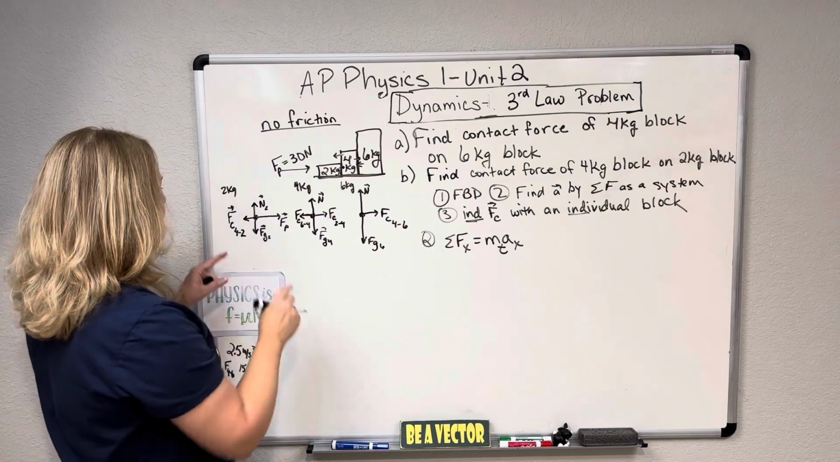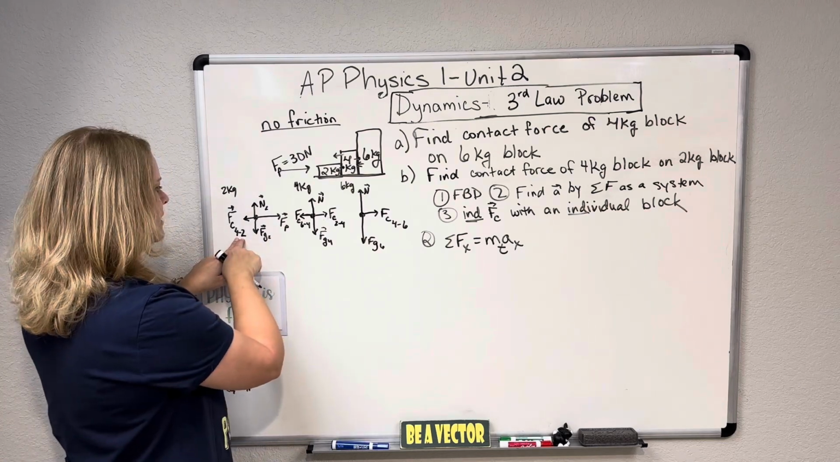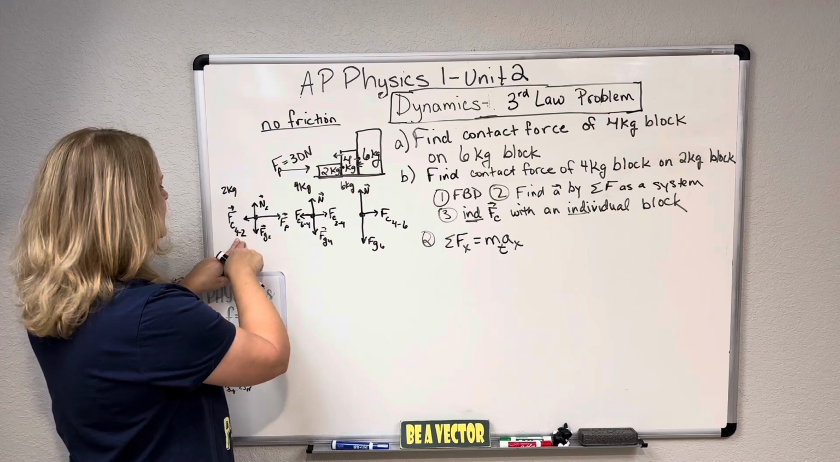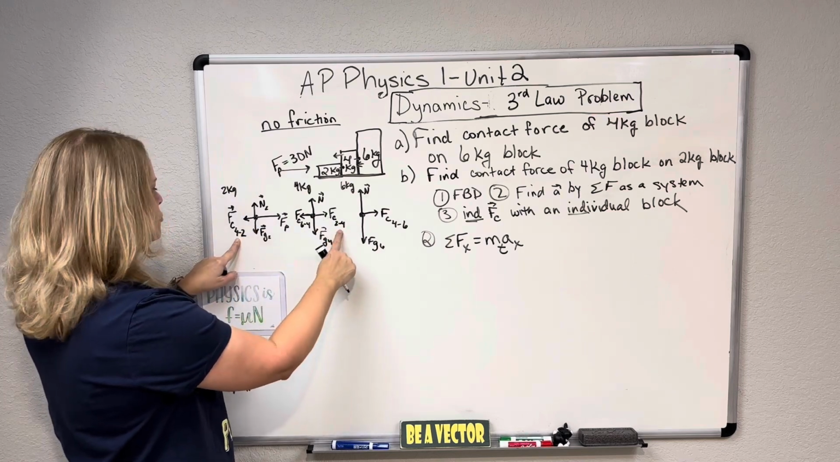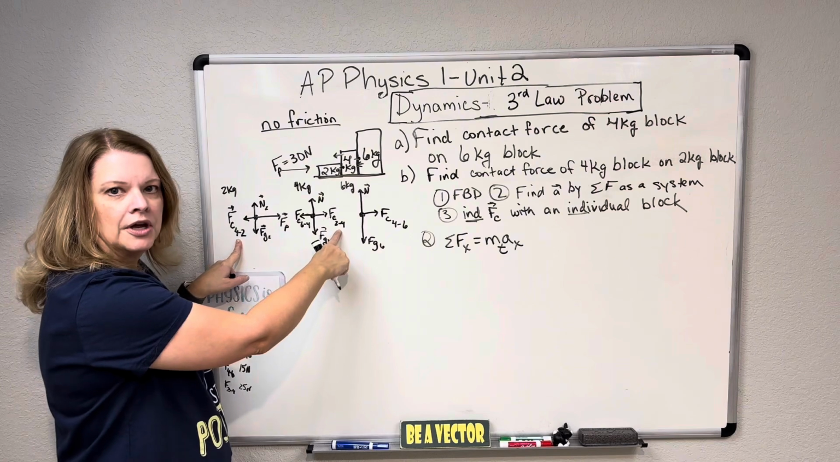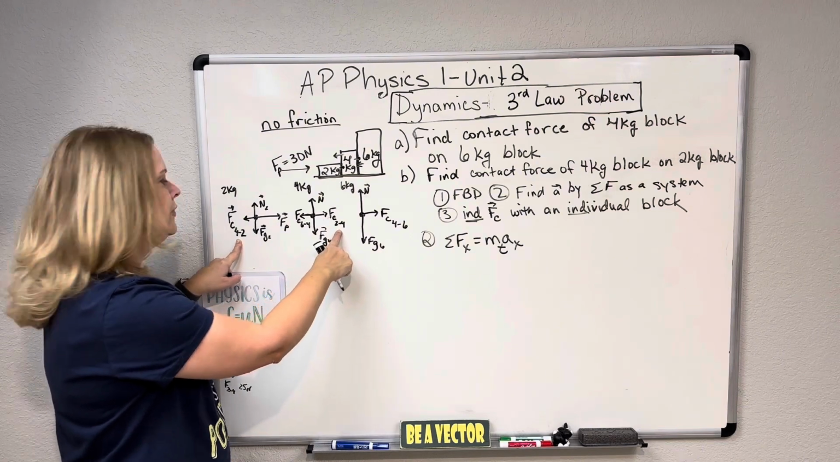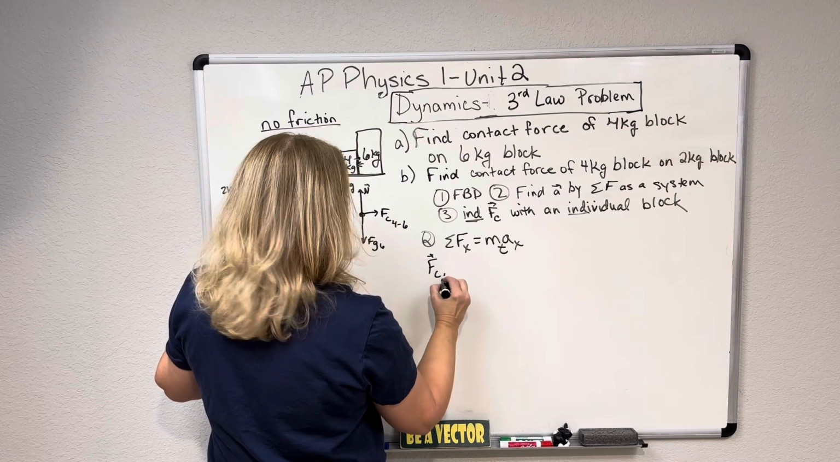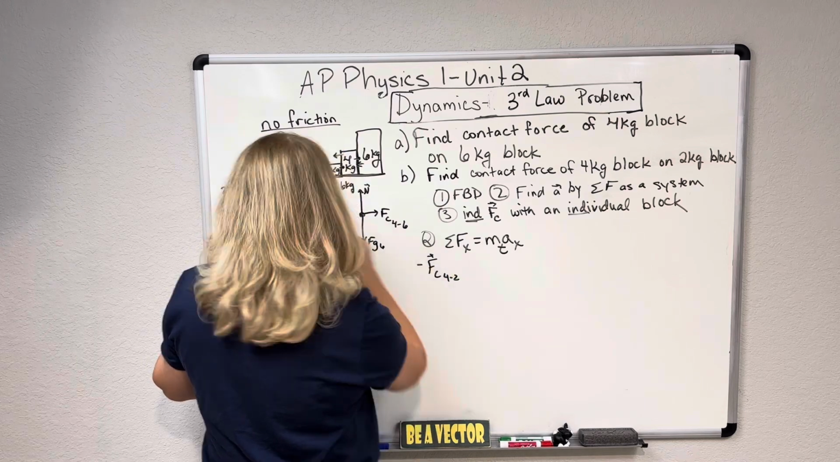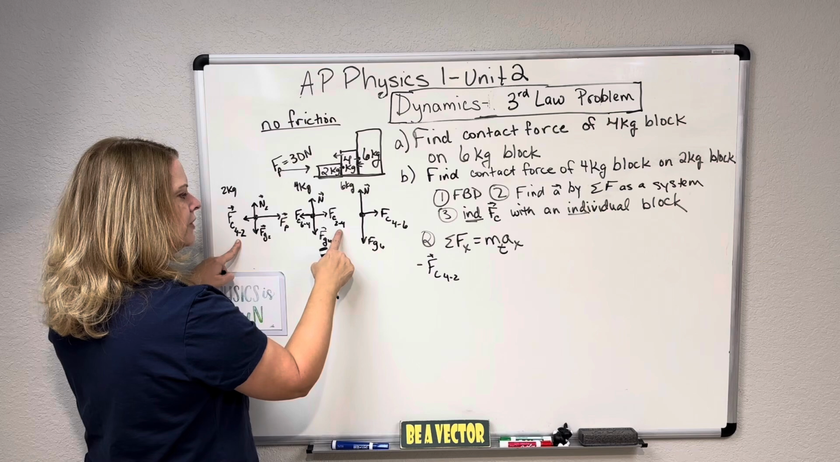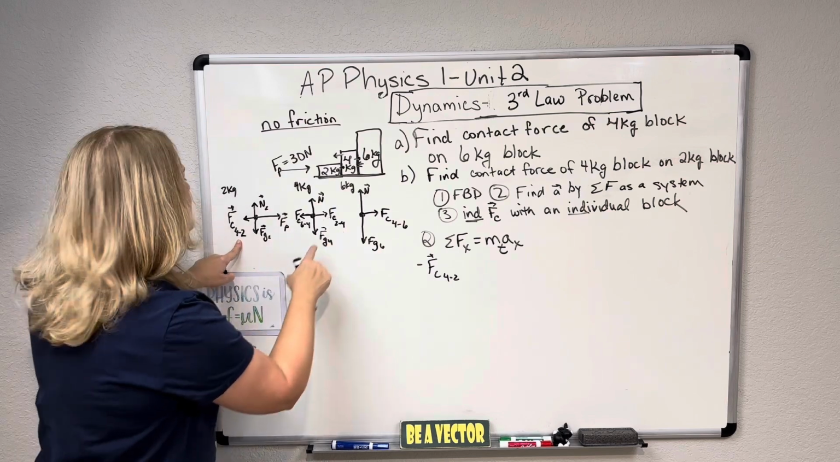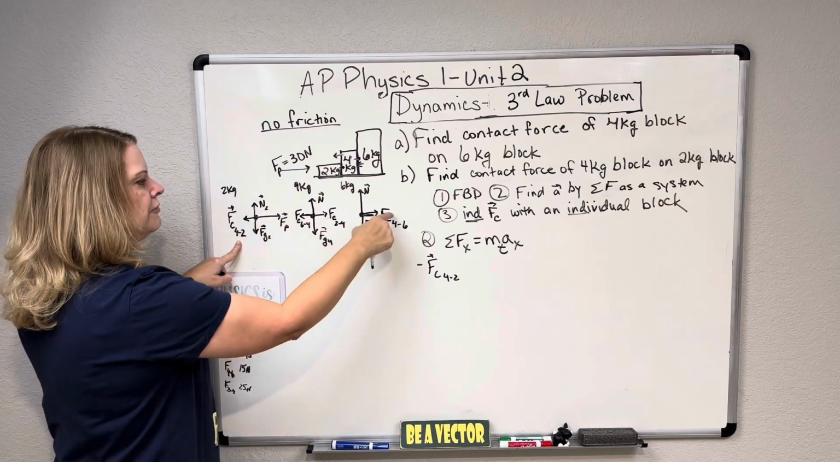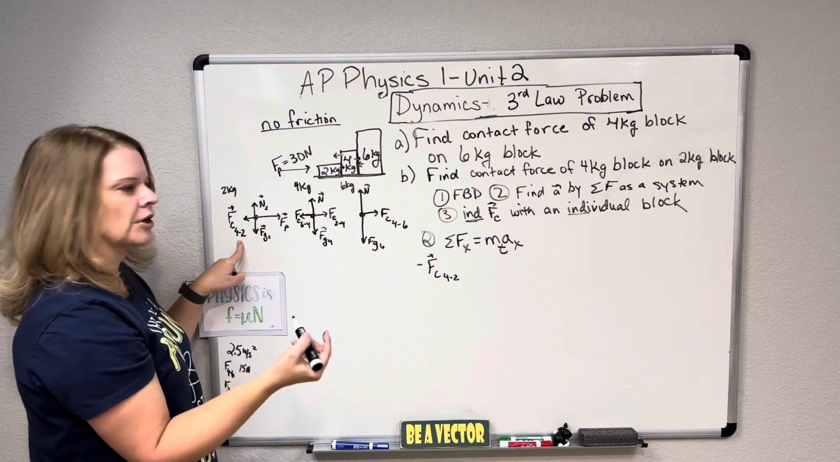All right, but look at this. Force of contact of 4 on 2 is equal and opposite in direction to 2 on 4. So they cancel out. So I could write that my force of contact of 4 on 2 was negative, but then I have a positive force of contact of 2 on 4. So really all you're going to do is write down all your forces in the X direction, but some of them are going to cancel out.